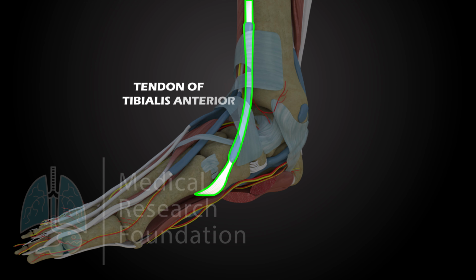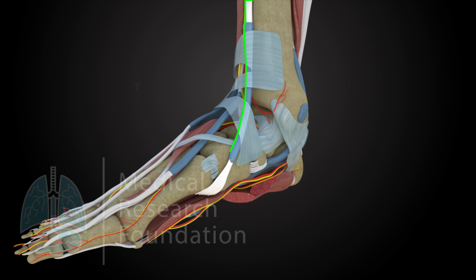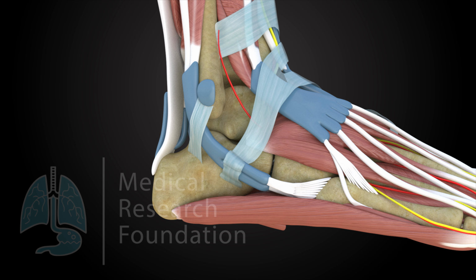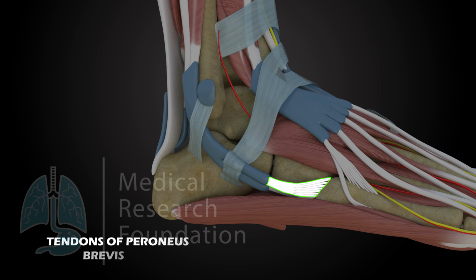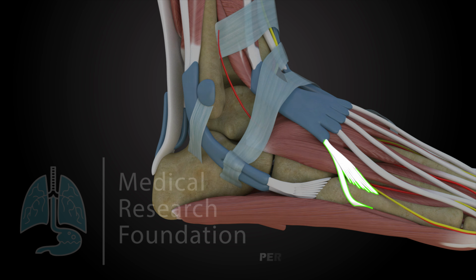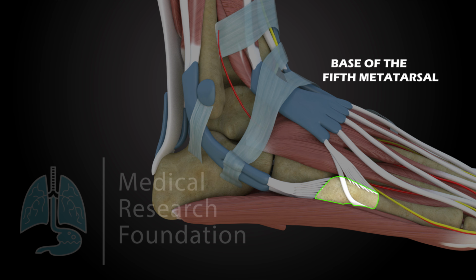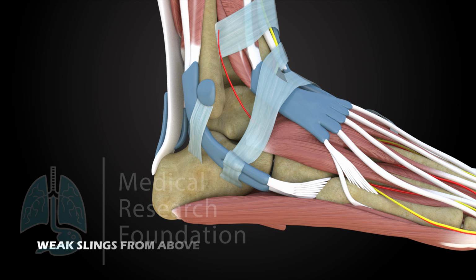The tendon of tibialis anterior also exerts a sling action. Acting as slings, the tendons of peroneus brevis and peroneus tertius, which are inserted on the base of the fifth metatarsal, act as weak slings from above.